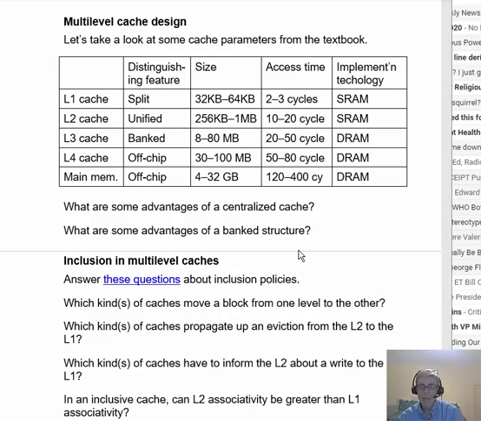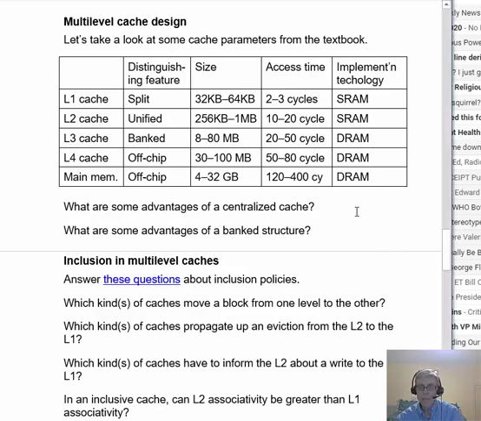The access time ranges from 2 to 3 cycles for the L1 to 50 to 80 cycles for the L4, and main memory could be up to 400 cycles, certainly going to be at least 100 cycles. The implementation technology for L1 and L2 is SRAM, and below that typically DRAM.